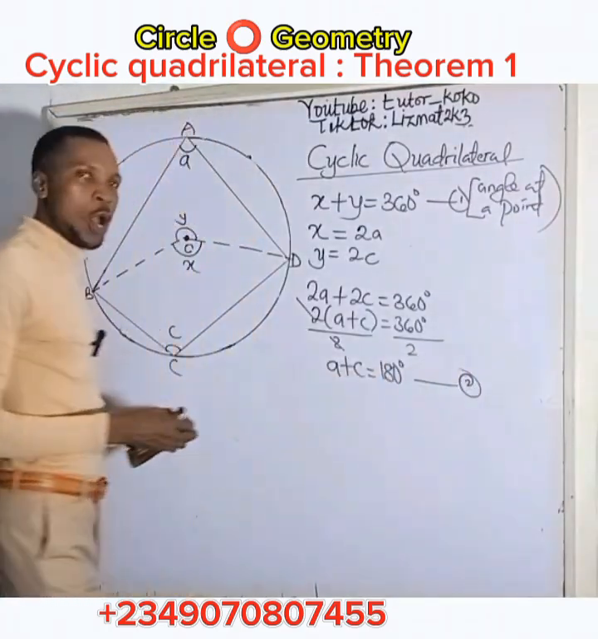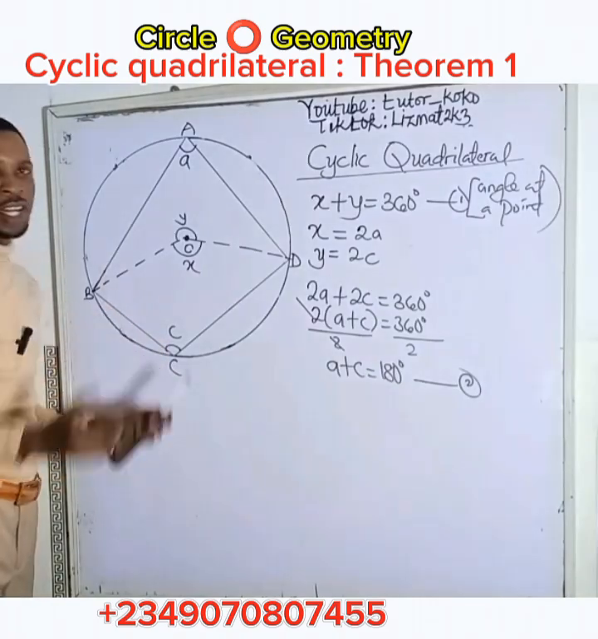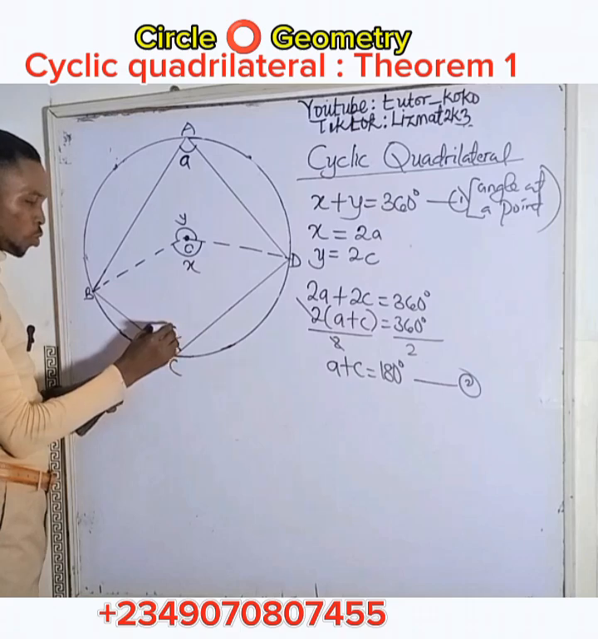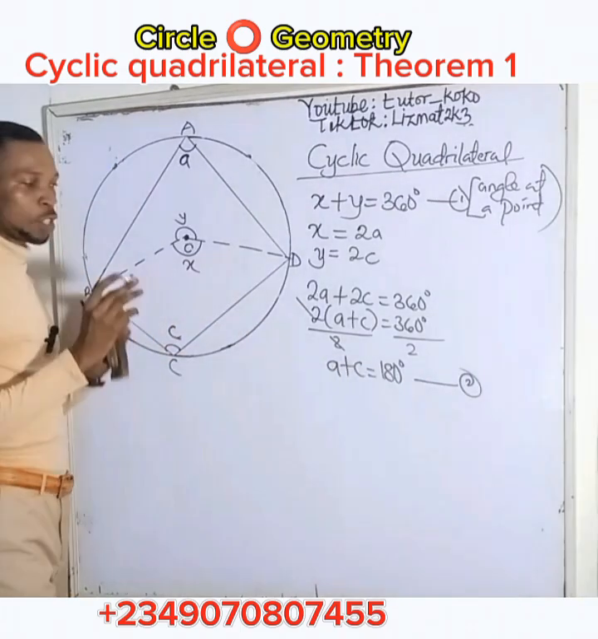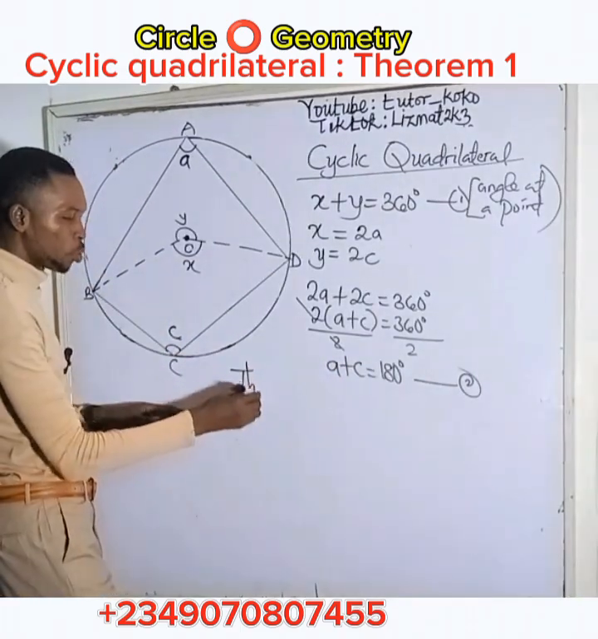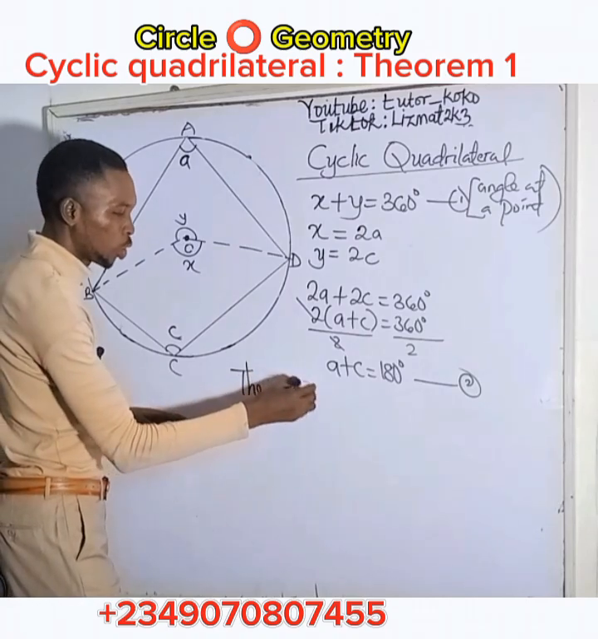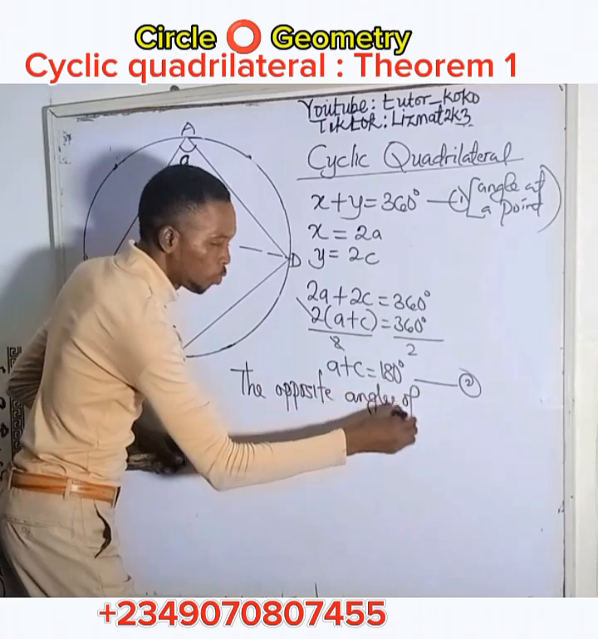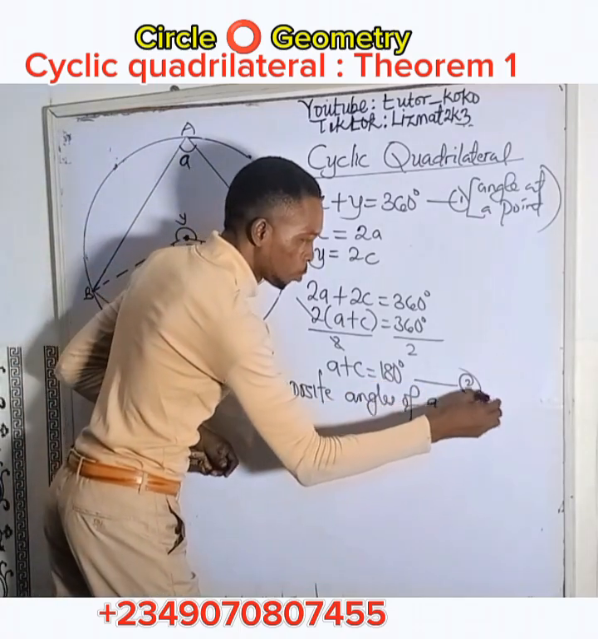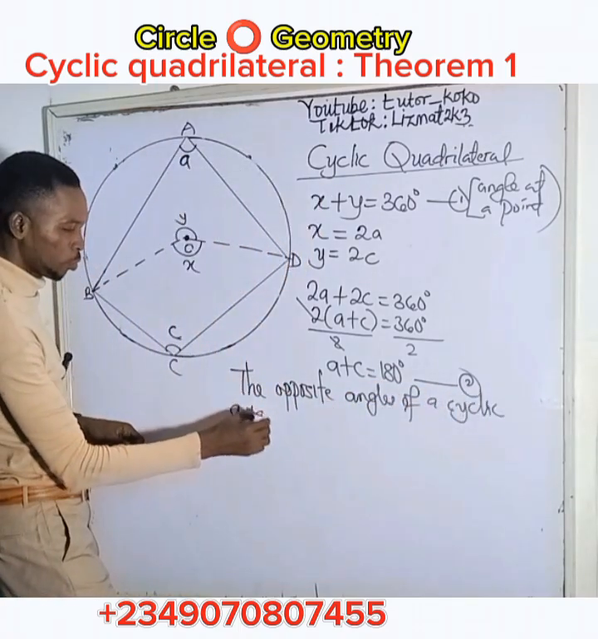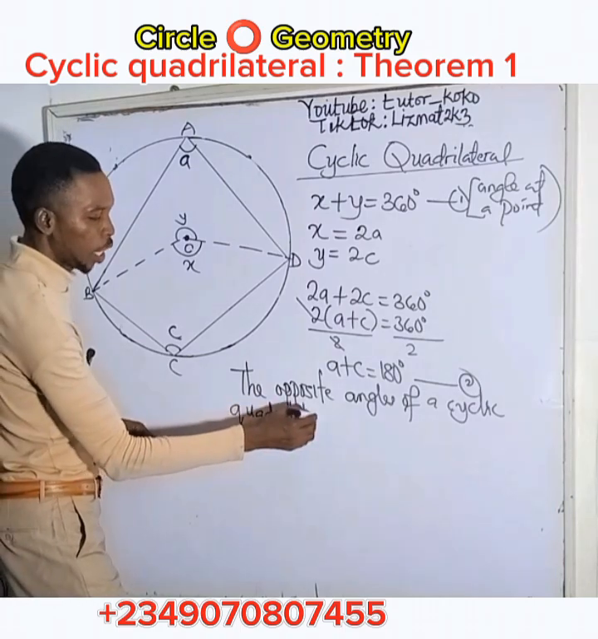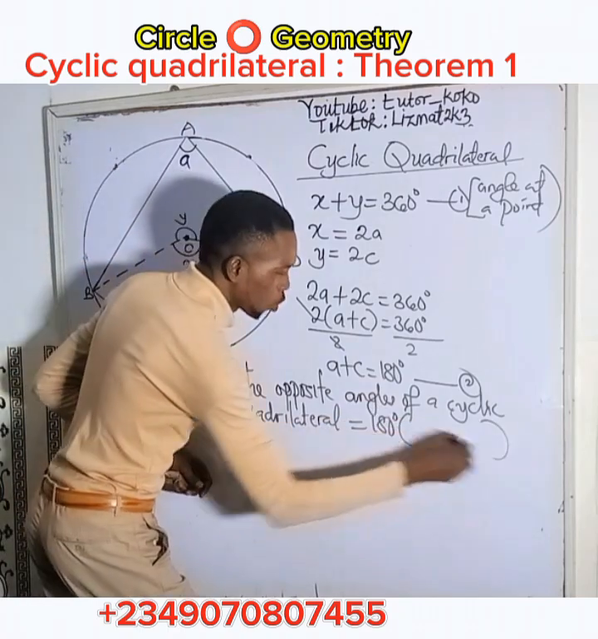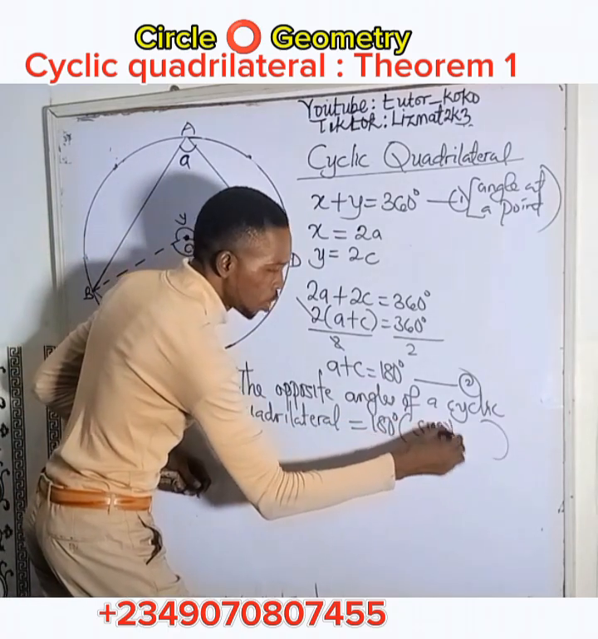Equation 2. Now, what did you observe here? What am I driving out? This is the theorem. Now, this angle here and this angle here sum up to what? 180 degrees. It means the opposite angles, that is the theorem I'm trying to show you today, the opposite angles of a cyclic quadrilateral, the opposite angles of a cyclic quadrilateral is equal to 180 degrees, or you can say it is supplementary.